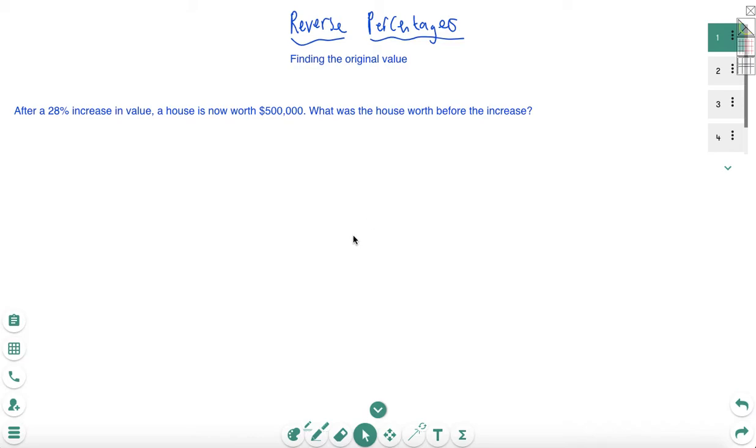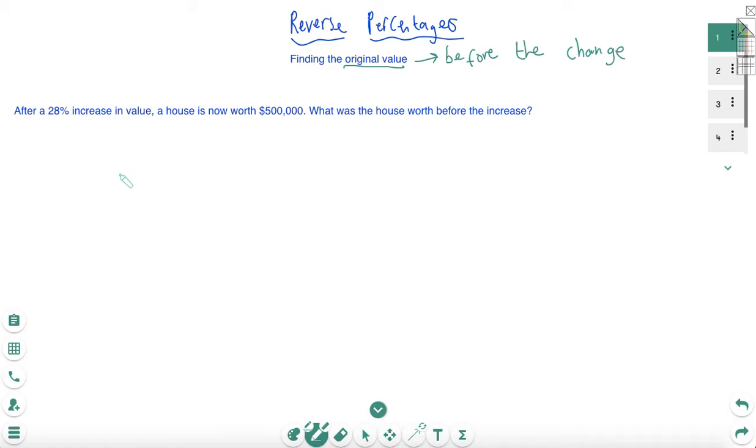Reverse percentages are when we have to find the original value of an amount, or the value before the price increase or decrease, or the value before the change. So basically in these kinds of questions, let's say you have a t-shirt. The t-shirt has a discount of 10%. And now you know the discounted price, and we're trying to find the price before the discount. So let's look at these kinds of problems using an example.